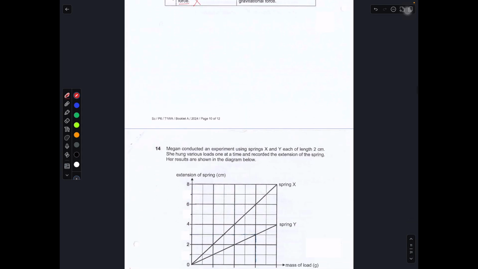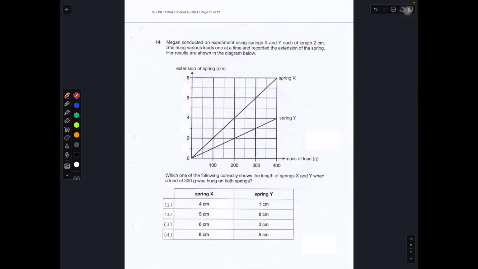Okay, so let's move on to question number 14. Megan conducts an experiment using spring X and Y, each of length 2 cm. That means this is the original length.